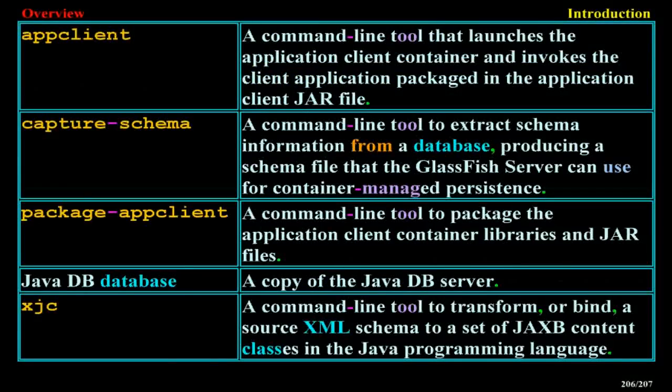appclient, a command-line tool that launches the application client container and invokes the client application packaged in the application client JAR file. capture-schema, a command-line tool to extract schema information from a database, producing a schema file that the GlassFish server can use for container-managed persistence. package-appclient, a command-line tool to package the application client container libraries and JAR files. JavaDB database, a copy of the JavaDB server. xjc, a command-line tool to transform or bind a source XML schema to a set of JAXB content classes in the Java programming language.